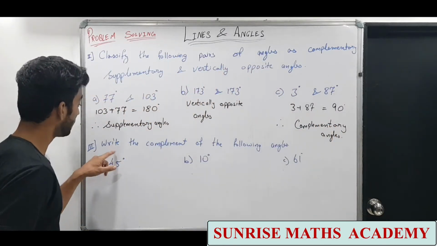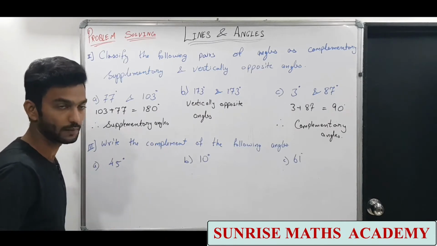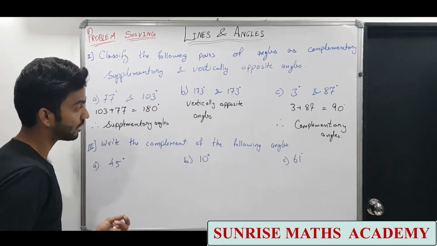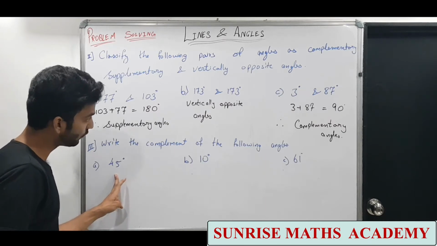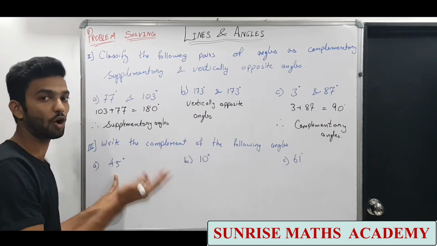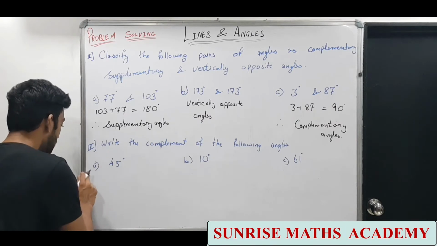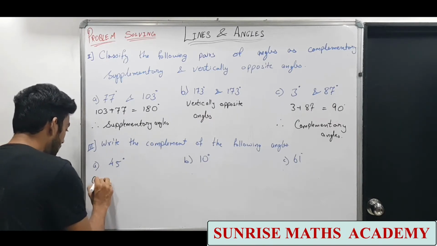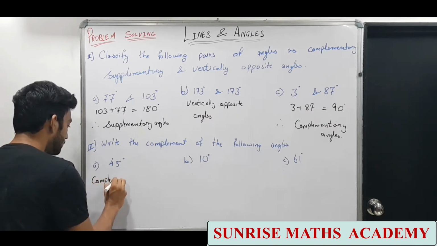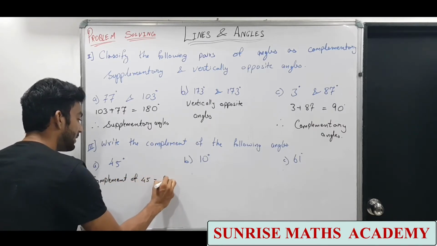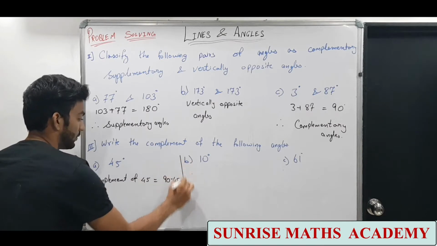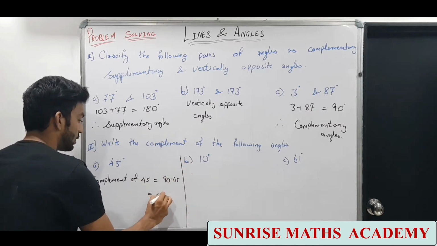Next question, we have to write the complement of the following. Now they have given that one measure is given. We have to subtract this measure from 90 degree, so we get the complement of that angle. Means here 45 is given, so complement of 45 will be 90 minus 45, so that is 45 degree.